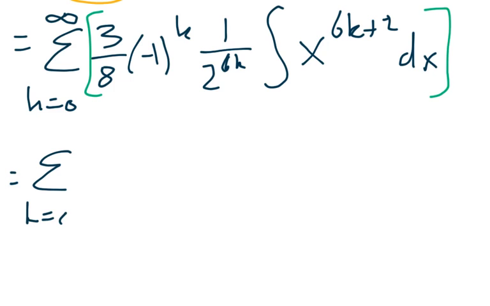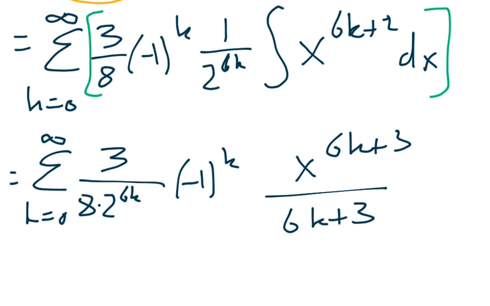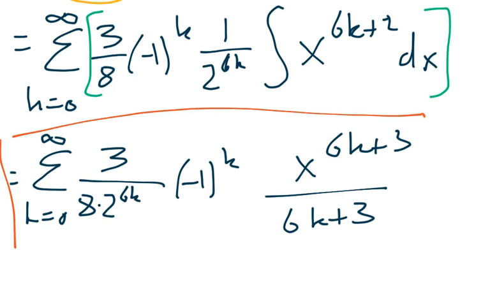So we have k equals 0 to infinity, 3 over 8 times 2 to the 6k times minus 1 to the k. And we integrate this thing, we just get x to the 6k plus 3 over 6k plus 3. Right, so that's just integrating that. And this is our answer. This is a fine answer.